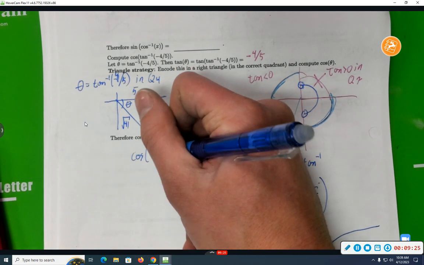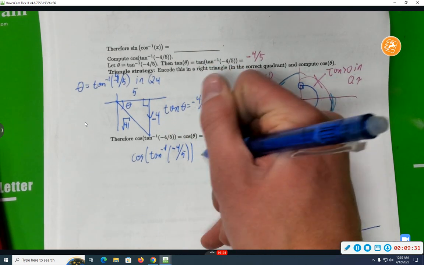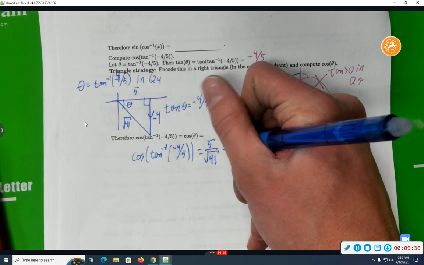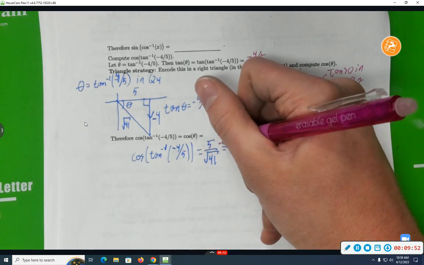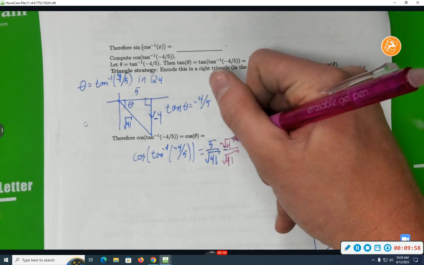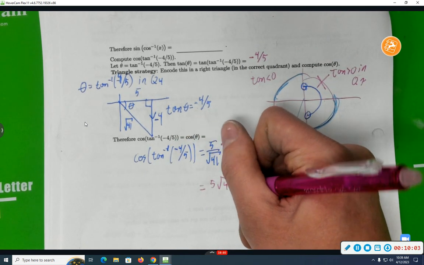So cosine of the inverse tangent of negative 4 over 5 appears to be 5 over the square root of 41. That is correct, but it's not simplified. How should it be simplified? Yeah, you can have a square root in the denominator. That's allowed, but it's not maximally simplified. So how do you get rid of the square root in the denominator? Multiply and divide by square root of 41, giving you 5 root 41 over 41.